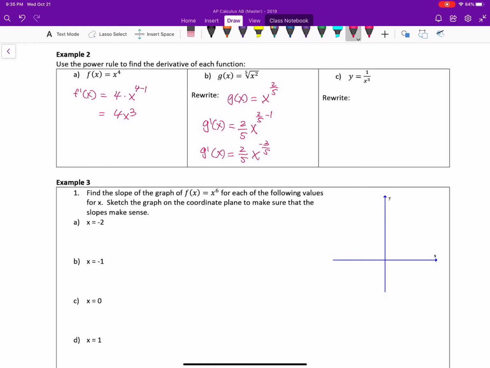Now, I don't require that you rewrite it. You could rewrite it and say, oh, that's going to be 2 over 5 times the 5th root of x cubed. You could, or you could try and rationalize, but don't bother if it's not required. Now try C. You're going to rewrite and then use the power rule. So pause and do it on your own.